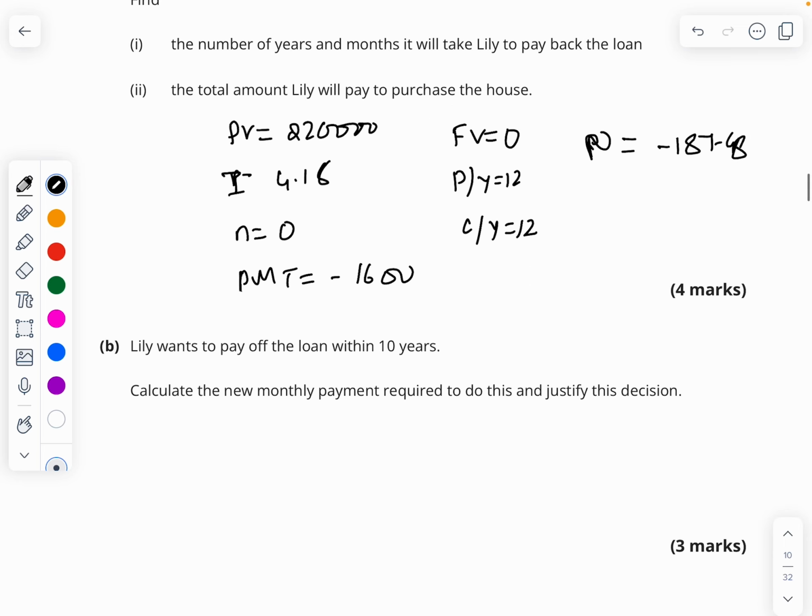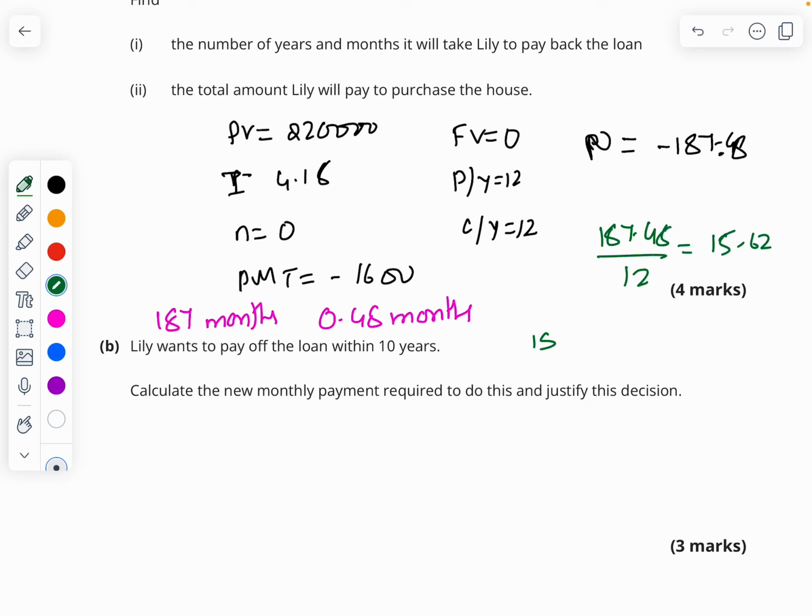So 187 months and also 0.48 months. Instead of doing it like this, what do I do? 187.48 divided by 12, which is 15.62. So 15 years, and 0.62 is nothing but what? 8 months. How do I get that? Take this 0.62 and multiply by 12, so you'll get approximately 8 months.